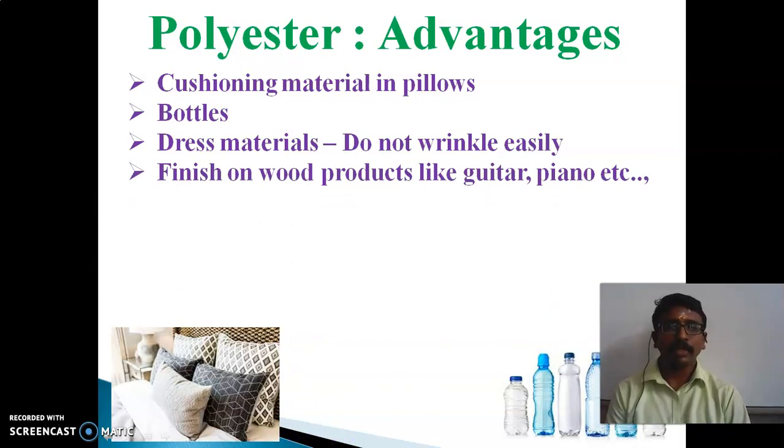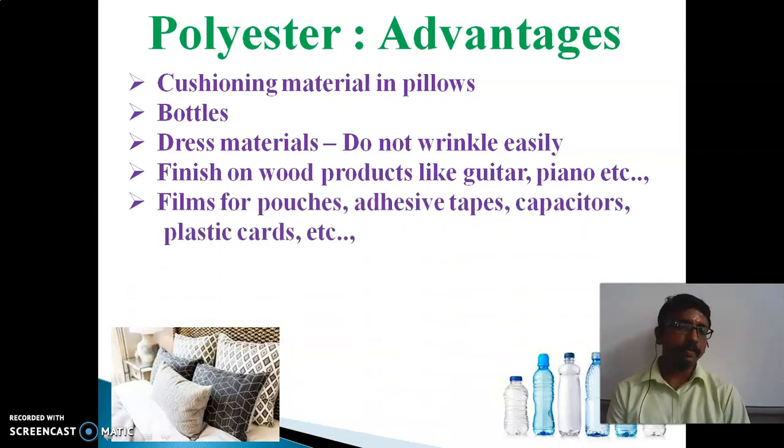And next, it is used in the finish of wood products. This polyester is used on wood products for finishing work like guitars, pianos, etc. And it can be used as films for pouches, adhesive tapes, capacitors, plastic cards, etc. So these are all the main advantages of polyester.